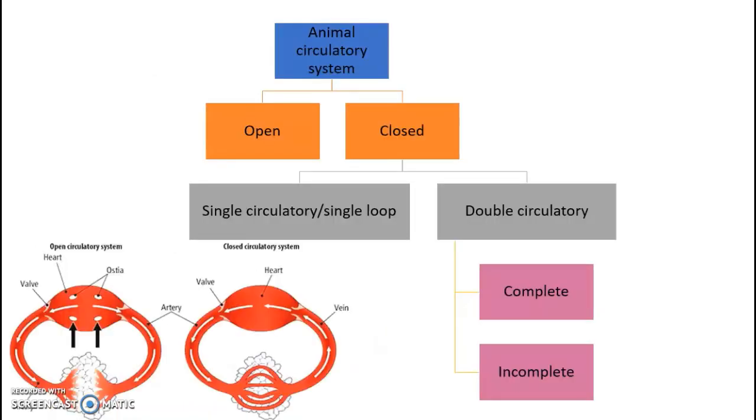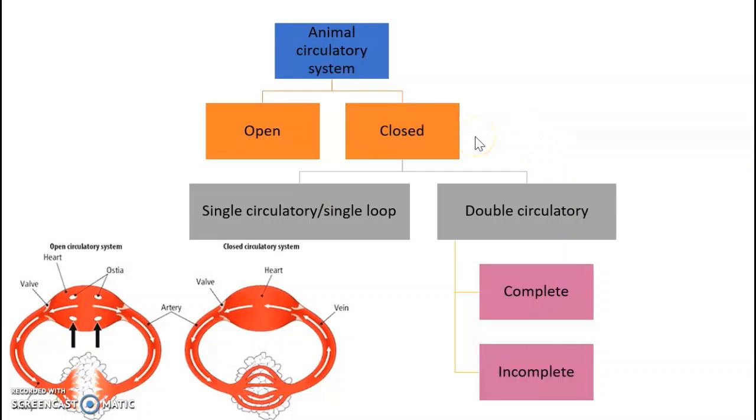In general, there are two different types of circulatory system in animals. The first is the open circulatory system and the second is the closed circulatory system. In open circulatory system, the blood is not confined in the blood vessels, while for closed circulatory system, the blood is confined in the blood vessels.